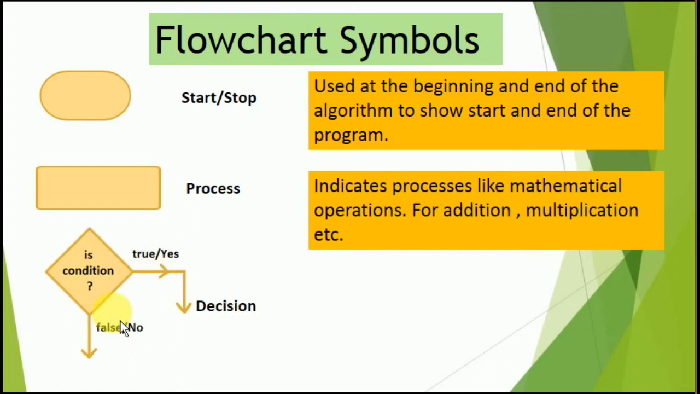This is our conditional box. It means if the condition is true or not, we have to move accordingly. If the condition is true, we move toward the right direction. If the condition is false, we move downwards. These are the flow lines that tell us that we have to move to this side or that side.